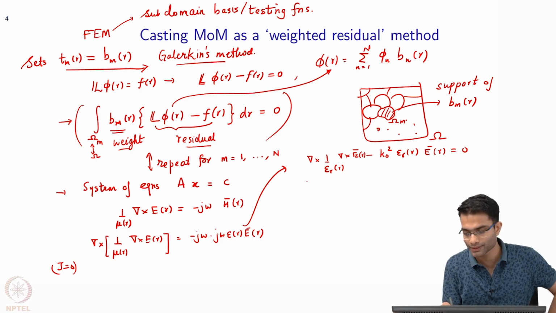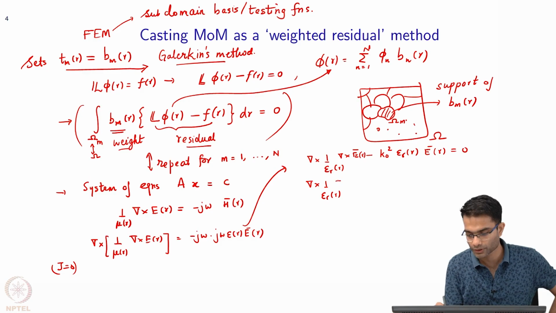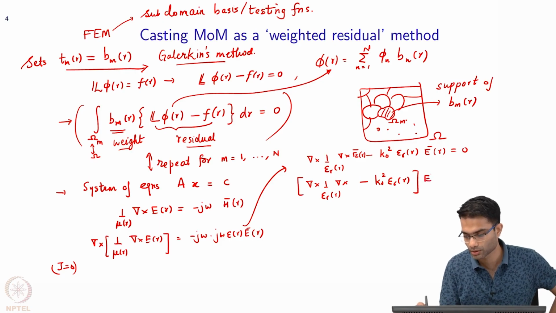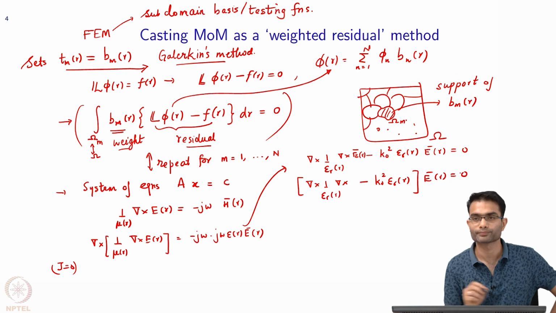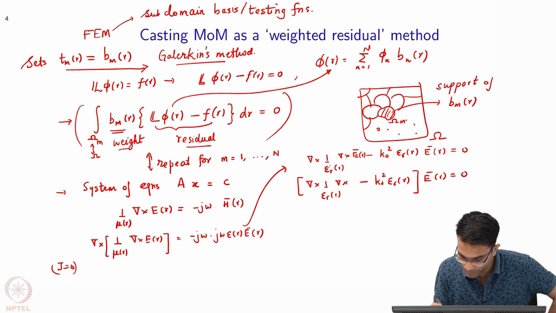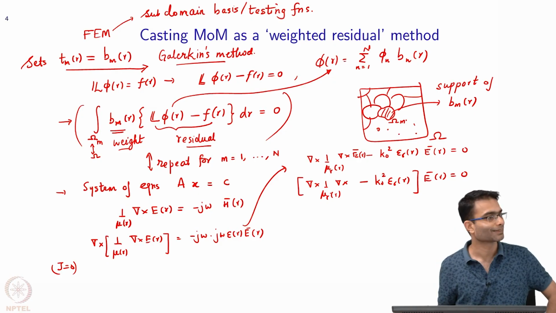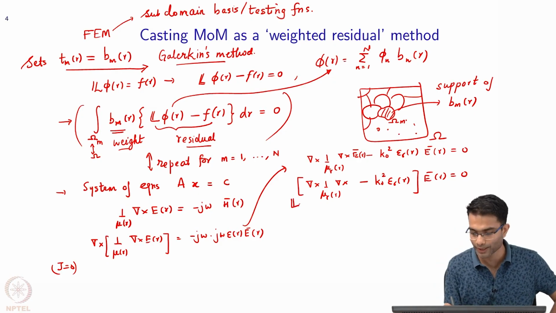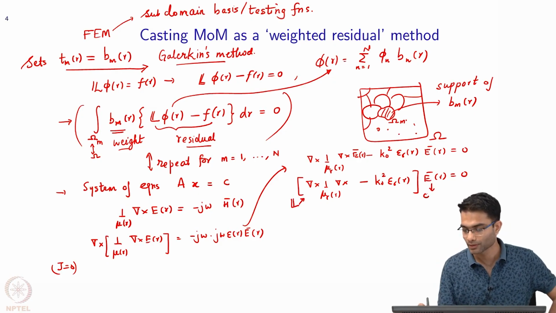So, operator L is del cross 1 by mu r, which is a function of space, del cross, minus k naught squared epsilon r of r. I can write it like this. Yes, this should be 1 by mu, I like epsilon so much. So, this is an example of my L operator and this is my phi.